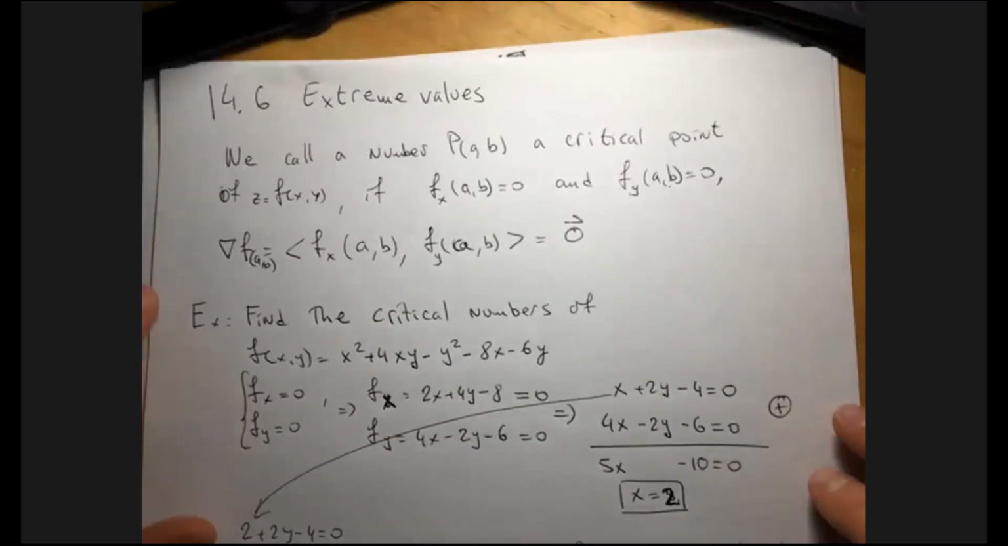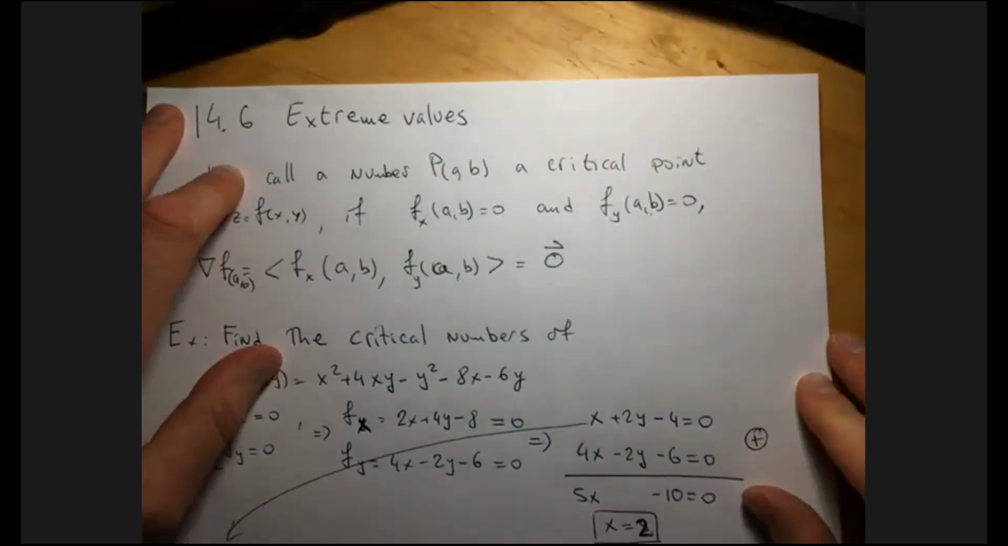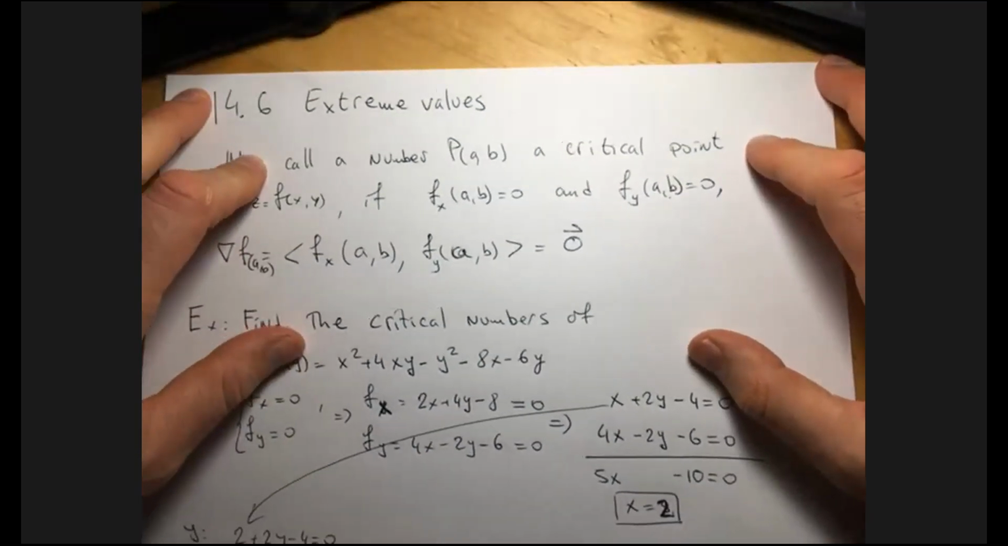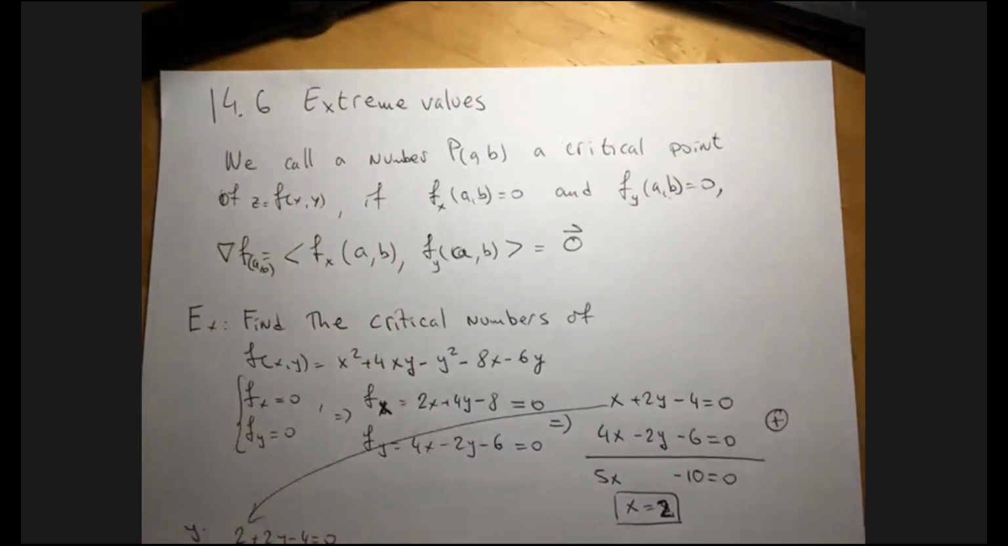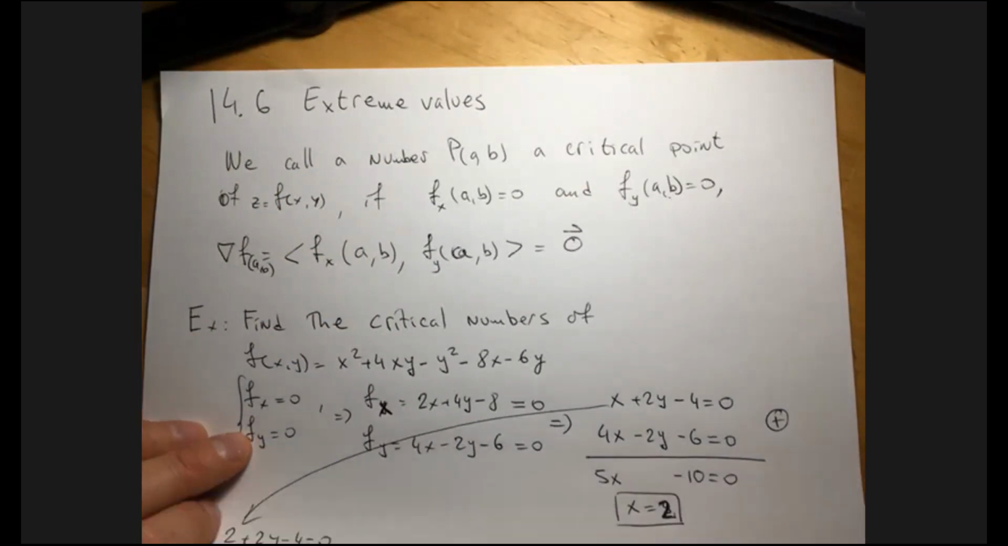Okay, so these critical numbers, similarly like in Cal 1, may not give us the points where we have extreme values, right? So nothing guarantees that I will have either a maximum or minimum at these points. Okay, let's do another example.